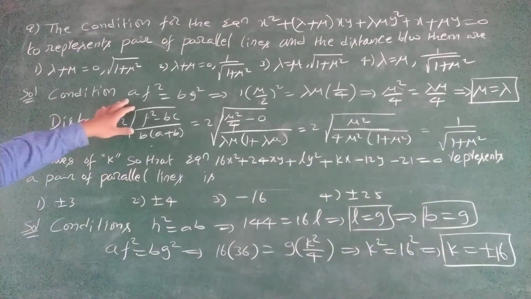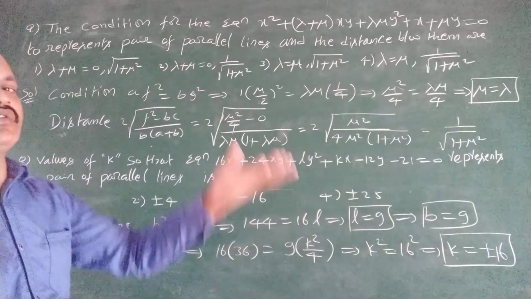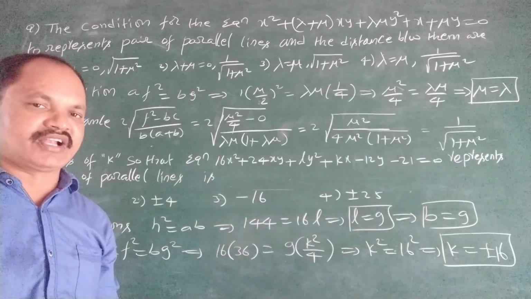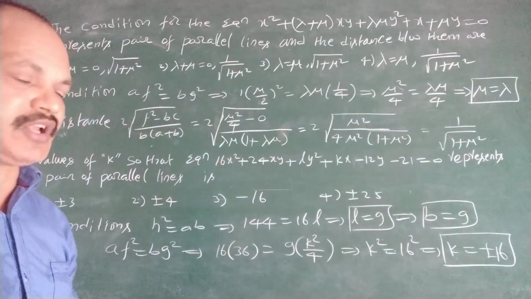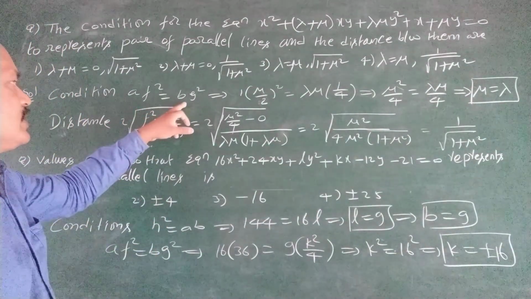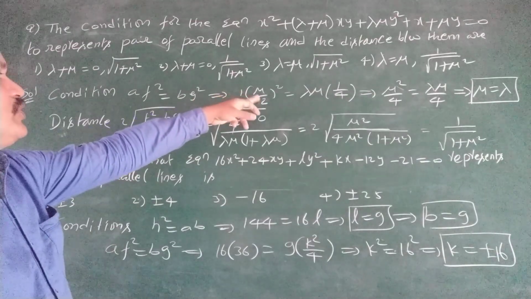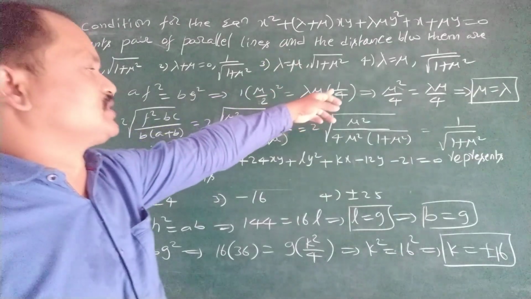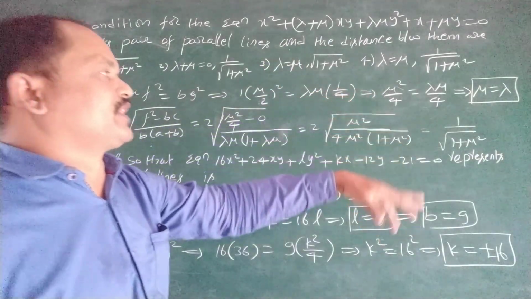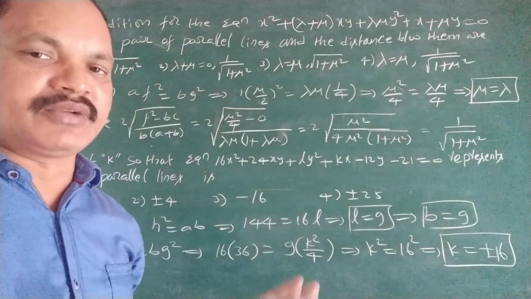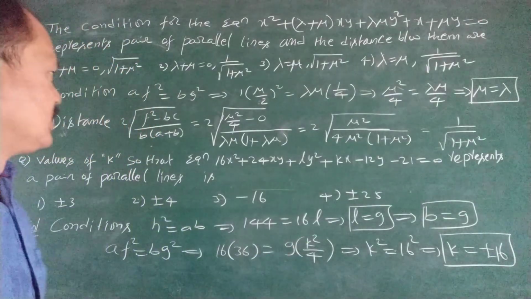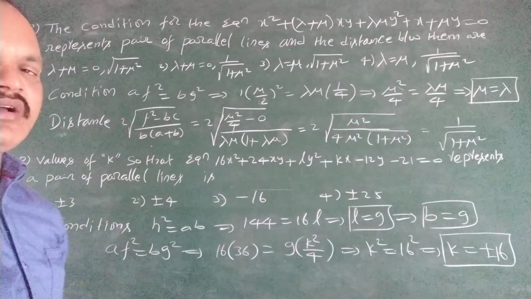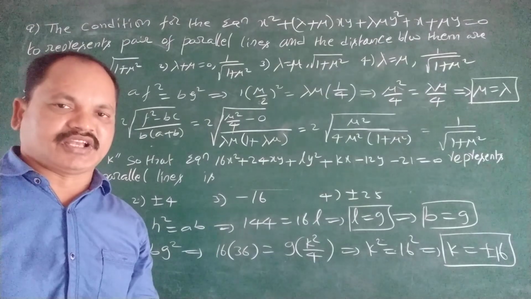Now the conditions: h square is equal to ab is one condition, and another condition is af square is equal to bc square. We take one of the conditions for the equation to represent a pair of parallel lines: af square is equal to bc square, where a is 1, f is mu by 2 whole square, and b is lambda mu, g is 1 by 2 whole square. After simplification we get mu is equal to lambda. That means lambda is equal to mu, both parameters equal. Now the distance is 2 times root of f square minus bc by b into a plus b, or 2 times root of g square minus ac by a into a plus b.